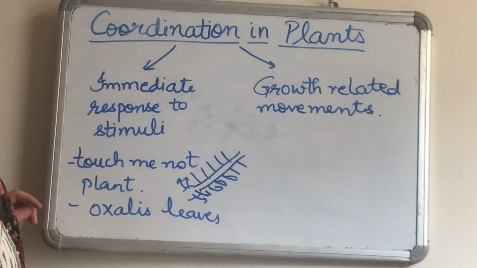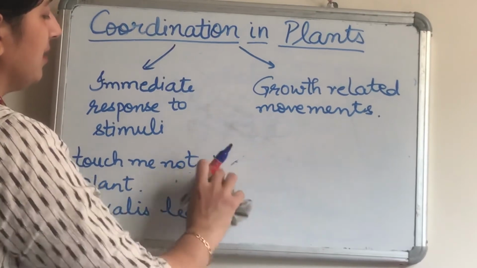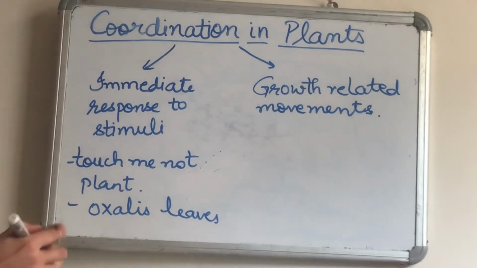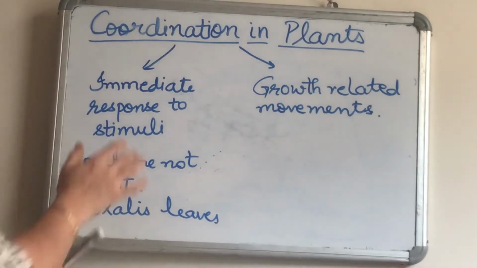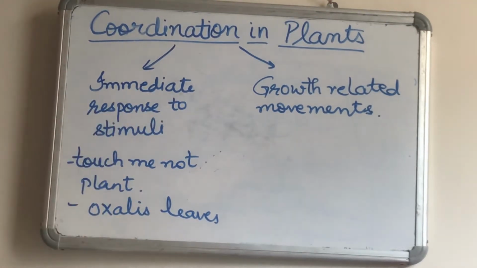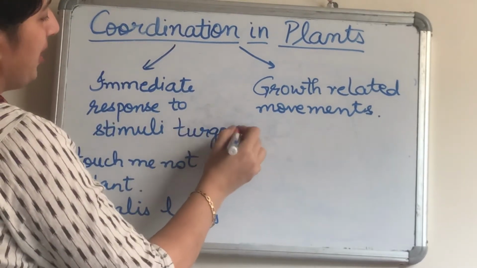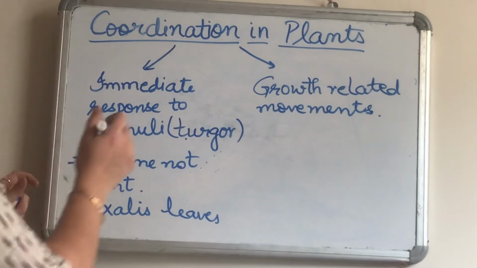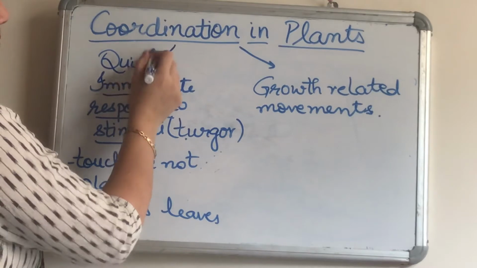Now after some time, when we take the stimulus off, the leaf will regain its shape back. Same with the oxalis leaf. At night they droop down, close themselves, and whenever turgor changes are there in the morning, they open up. So you can say immediate responses to stimuli are just due to turgor changes. Turgor, T-U-R-G-O-R. This topic is also given in your NCERT book. So this is due to the turgor changes. And these immediate responses to any stimuli are very quick.